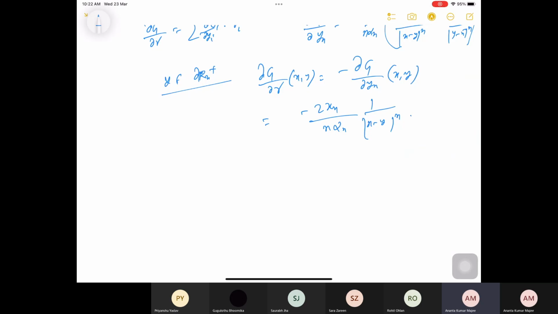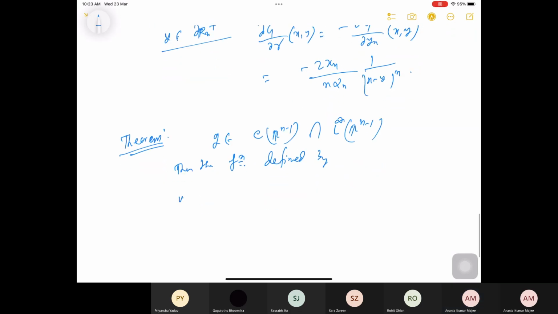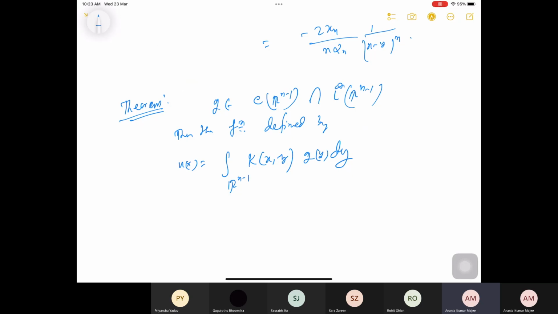So now after having this, I can find the Poisson formula for the Poisson problem on R^n_+, in the sense that I put it as a theorem: if I consider g in C(R^{n-1}) intersection L∞(R^{n-1}), then the function defined by u(x) equal to the integral over R^{n-1} of K(x,y) g(y) dy, and what is your K(x,y)?